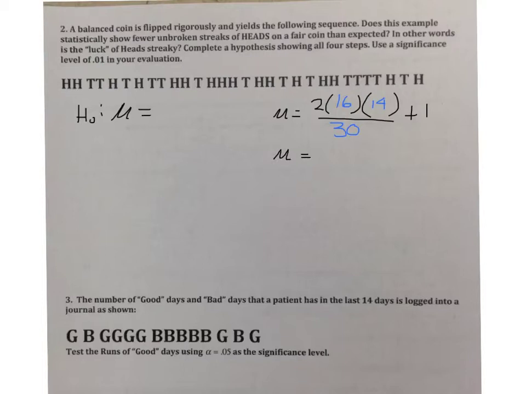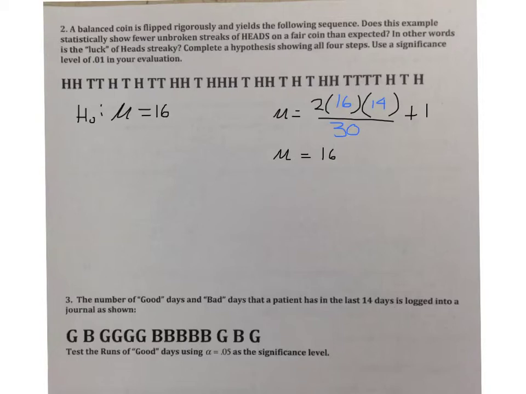Okay, so what was the average number of runs we should have seen? 15.9. Want to call it 15.9 or 16? All right, we'll call it 16 just for argument's sake. So the average number of streaks we should have is 16. How many did we have?